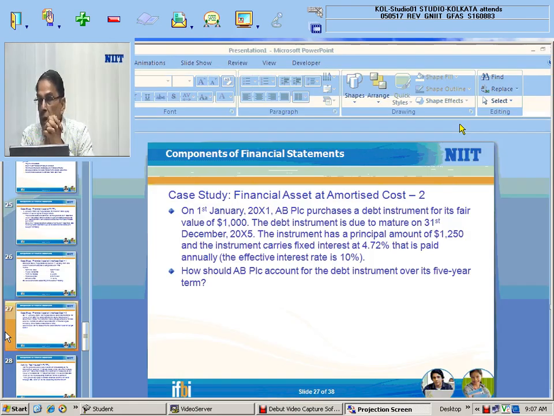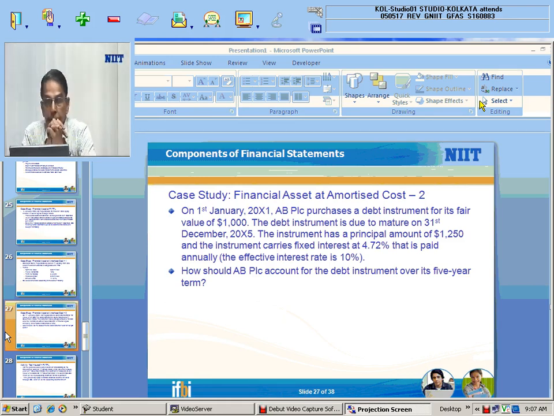So we will now look at the second case study of financial asset at amortized cost. The first one we discussed in our last session. So the second one, case study on financial asset at amortized cost, we will look at. The facts of the case are given on your screen.